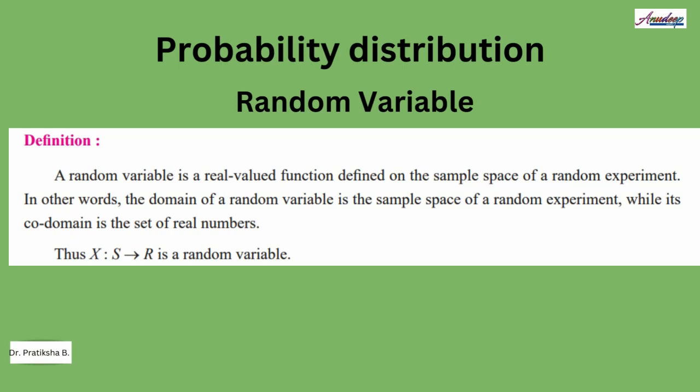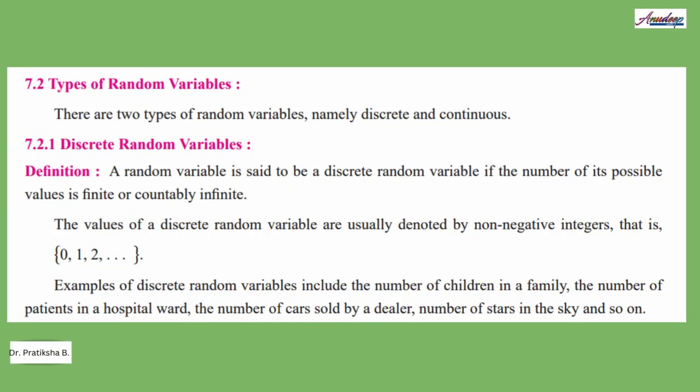A random variable is a real valued function defined on a sample space of a random experiment. So it is very important when we are calculating the distribution of a random variable, we figure out what is called probability distribution. There are two types of random variable, discrete and continuous. A random variable is said to be discrete if the number of possible values or outcomes it takes is finite.